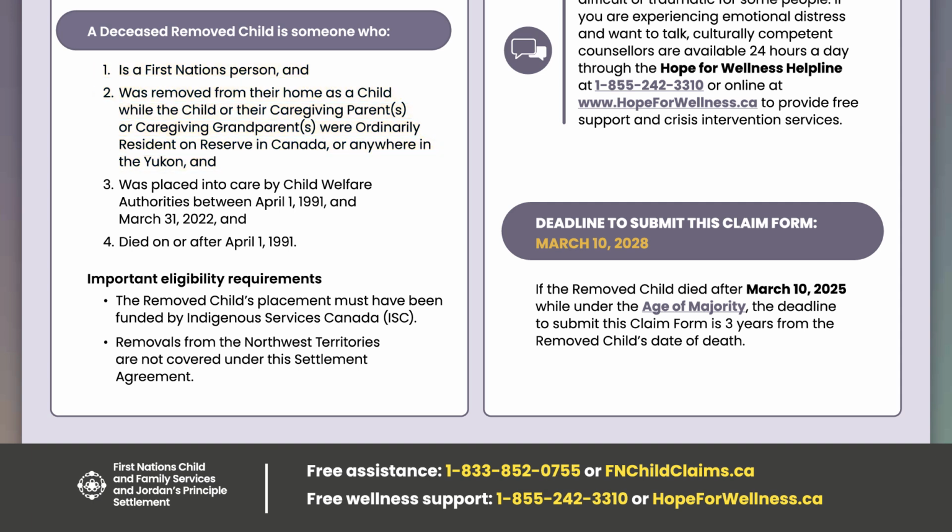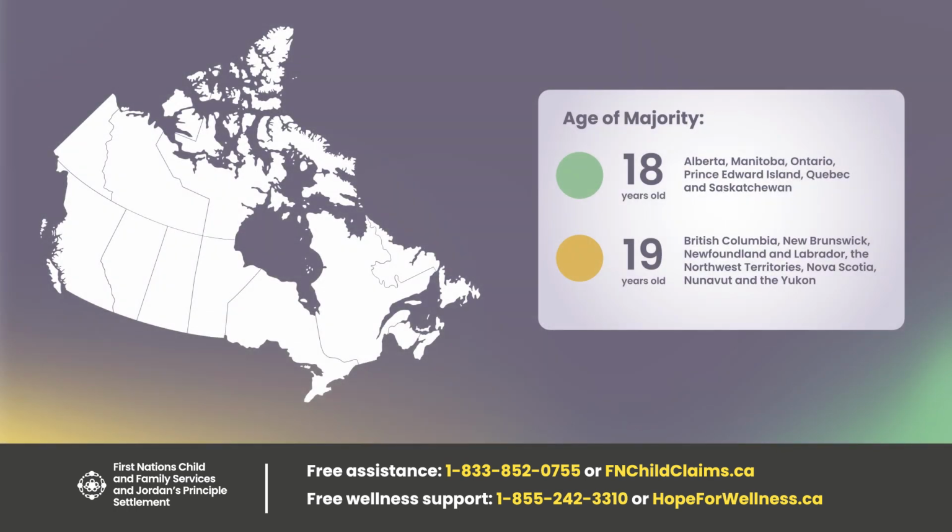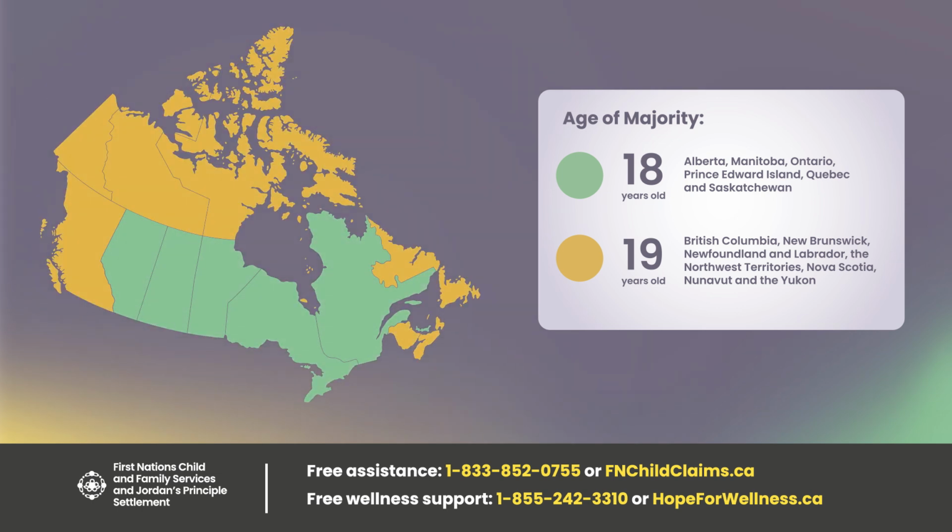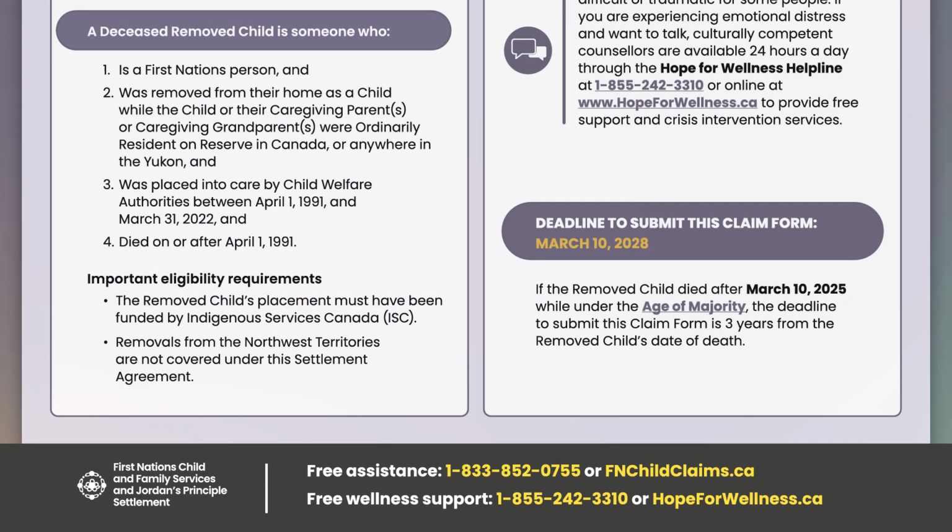If this doesn't describe the experience of the person you are submitting the claim for, or you want more information about the various definitions, visit fnchildclaims.ca. The age of majority varies by province and territory. In some cases, it is 18, and in other areas, it is 19. You will need to check to make sure which applies to the removed child.